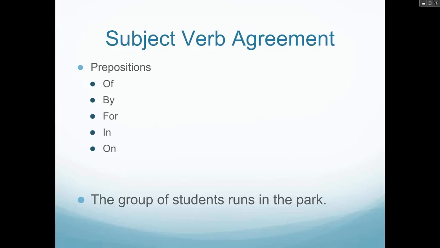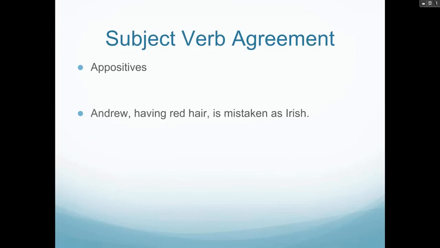If it doesn't, again, listen to the recording tomorrow, and play it as many times as you need to until it makes sense, because you're going to see this rule, this trick, this concept again and again on both the SAT and the ACT. And here's another example of how they'll try to trick you. Andrew, having red hair, is mistaken as Irish. So here it's Andrew is mistaken as being Irish. And that clause there in the middle is just there to throw you off.